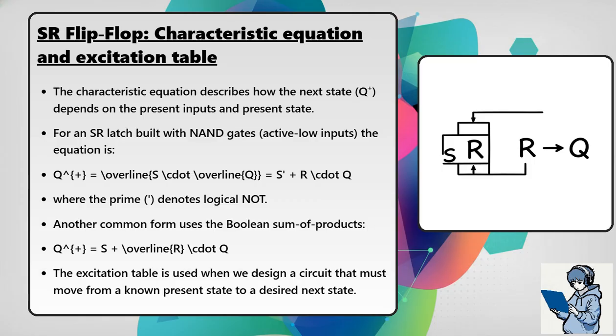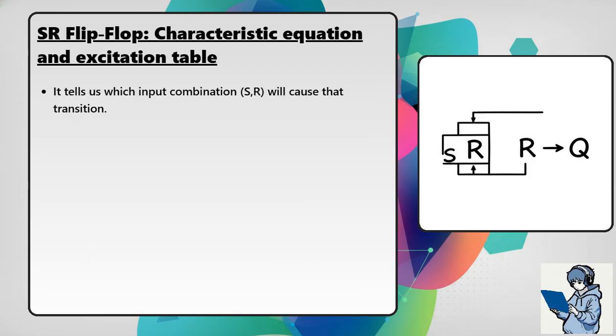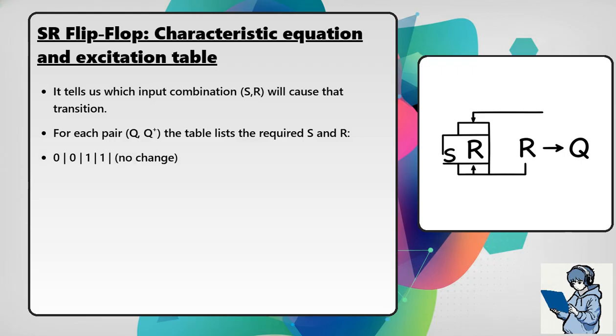The excitation table is used when we design a circuit that must move from a known present state to a desired next state. It tells us which input combination S, R will cause that transition. For each pair Q, Q+, the table lists the required S and R. Present Q=0, next Q+=0: S=1, R=1, no change. Present Q=0, next Q+=1: S=0, R=1, set. Present Q=1, next Q+=0: S=1, R=0, reset. Present Q=1, next Q+=1: S=1, R=1, no change.